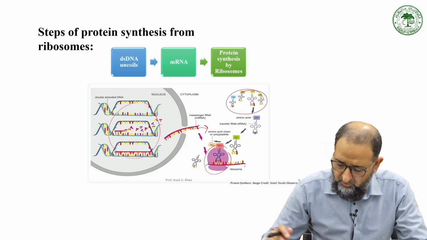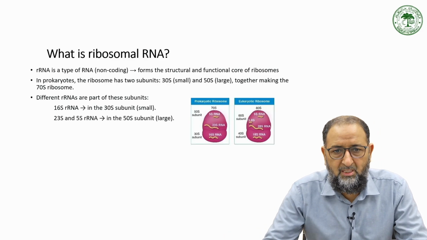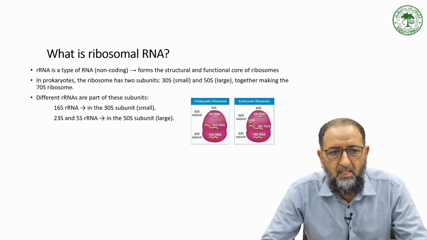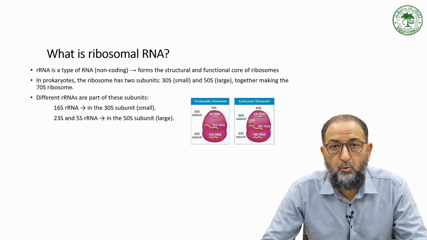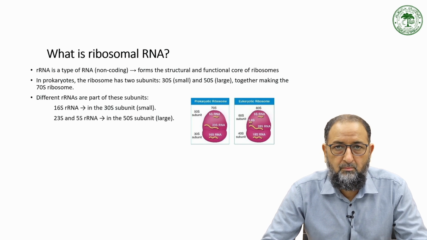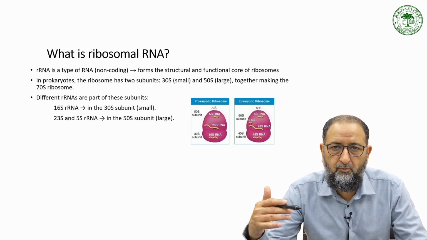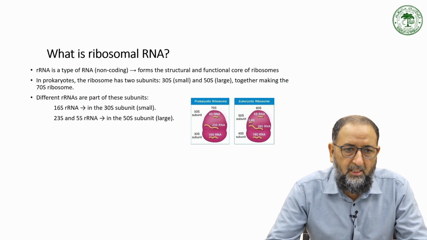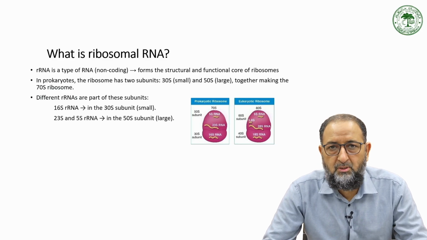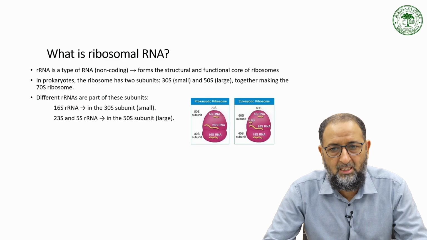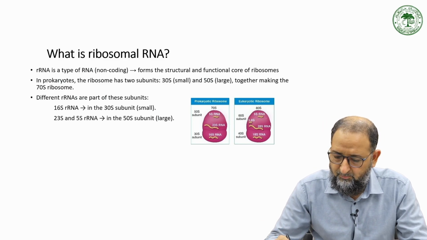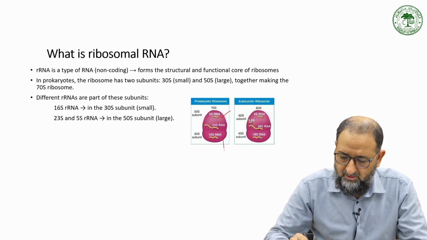Now, what is the significance of the ribosome, and what is ribosomal RNA? Ribosomal RNA is basically non-coding sequence. It forms the structural and functional core of the ribosome. So the ribosome is composed of RNA and protein. In prokaryotes, the ribosome has two subunits: the 30S subunit, which we call the small subunit, and the 50S subunit, which we call the large subunit.